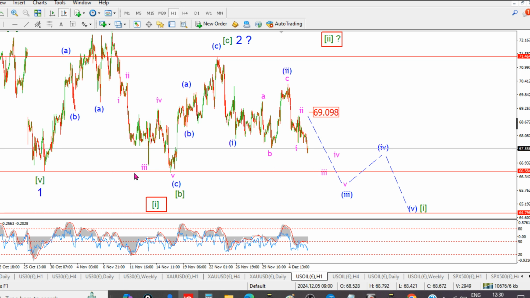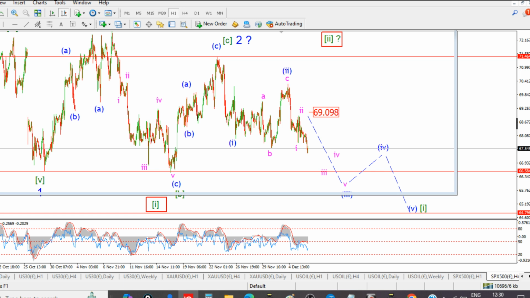So the initial level to break would be 66.50. That'd be the previous wave 1 low. So let's see if wave 3 can break through that today. Overall, next week, look for further declines in wave 1 of 3.